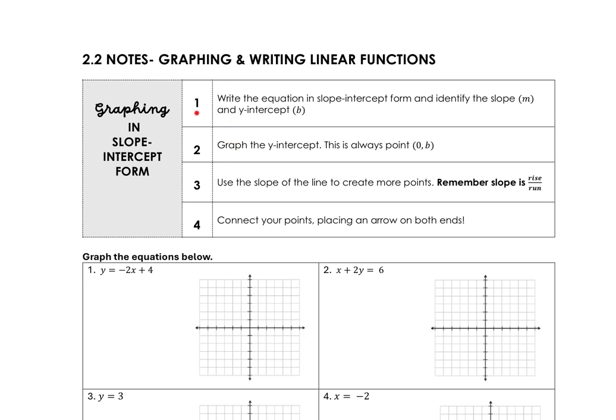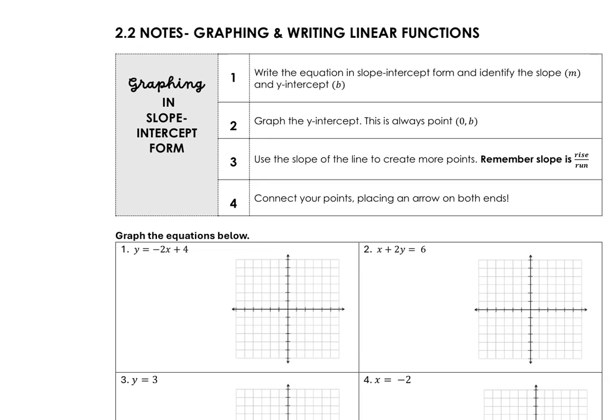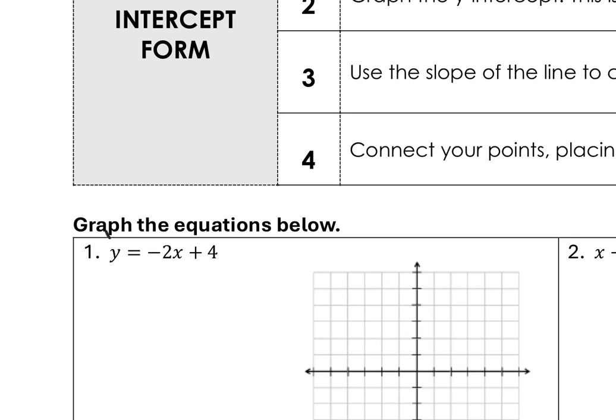So the first thing you want to do is make sure that your equation is written in slope-intercept form. Remember, slope-intercept form is y equals mx plus b, where m is the slope and b is the y-intercept. If we look at number 1, that's already done for us. This is already written in y equals mx plus b form, so we don't have to do step number 1, which is nice.